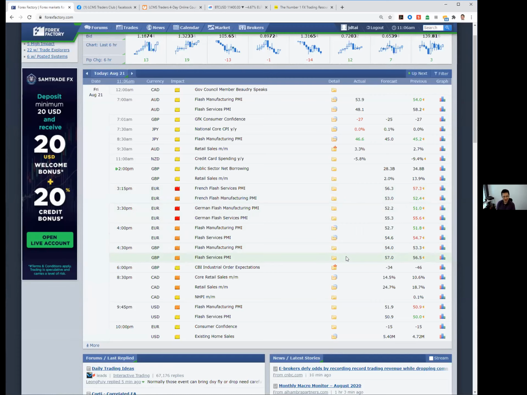But today we're talking about CAD. I want to focus a little bit more on CAD. Retail sales number coming from the Canadians. Previously was 18%, expected to be 24%. Retail sales month on month. Previous 18%, expected 24%. Core retail sales 10%, expected 14%. So we're expecting to see quite a big jump, especially in the retail sales number, for the Canadians. If that happens, what does that mean? There's going to be a bit of a strengthening in the Canadian dollar.